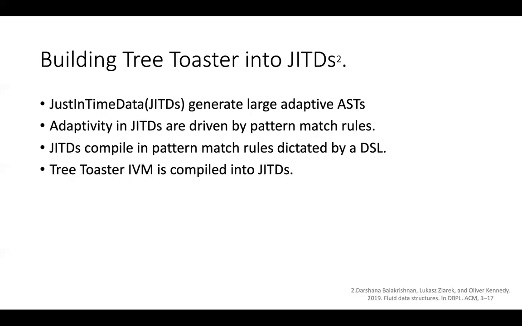To test for performance, we needed a system where we could compile in TreeToaster IVM without significant re-engineering efforts. Just-in-time data is an adaptive data structure that naturally works with large ASTs. Adaptivity in JITs is dictated by a JIT compiler that specifies pattern match rules over the AST generated. The mechanism behind TreeToaster IVM is built into the JIT compiler.